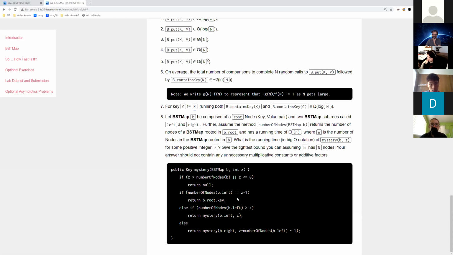We don't necessarily care about what it does. Okay. Sorry. I was trying to understand semantically what it does. Maybe that's unimportant. So if the number of nodes on the left is greater than Z, then we call this function on the left side. Otherwise, we look on the right side and we pass some weird Z. All right, this is a pretty epic problem.